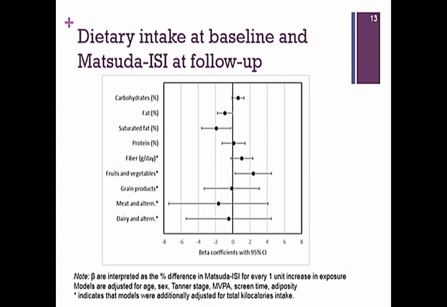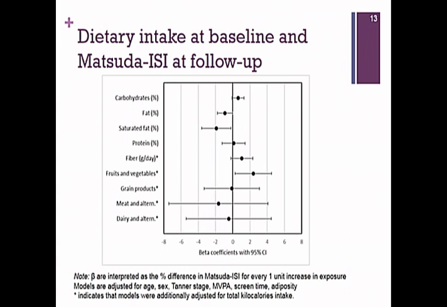So this figure shows the associations between the dietary intake that are listed on the left column, measured at baseline, and the insulin sensitivity measured at follow-up. Each of these dots corresponds to a beta coefficient with the 95% confidence interval. If we look at the first macronutrient, percent carbohydrate intake, we see that there appears to be a positive association with insulin sensitivity, although it does not reach statistical significance.